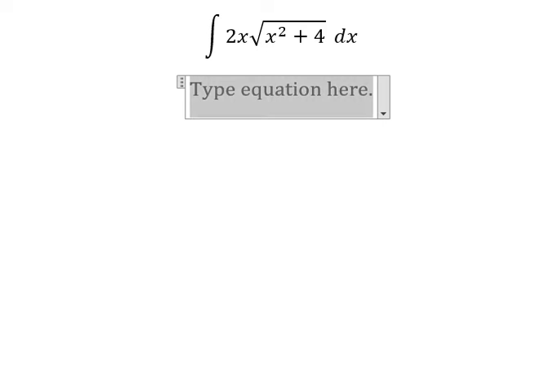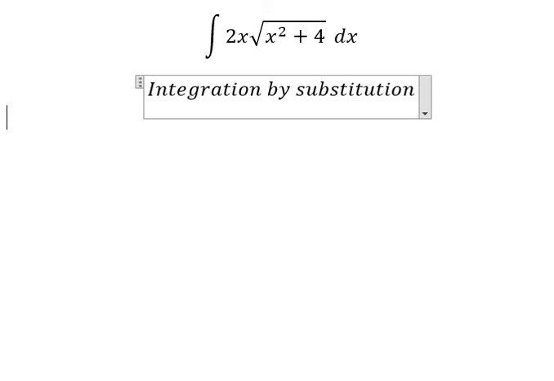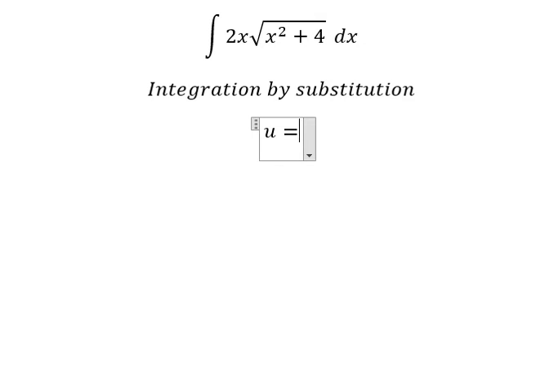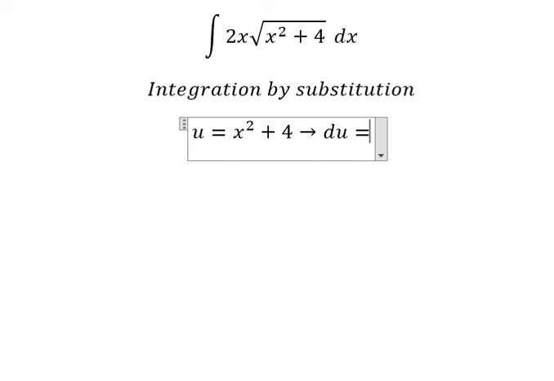We need to use integration by substitution. So I will put u equals s squared plus 4. Later, we do the first derivative for both sides.